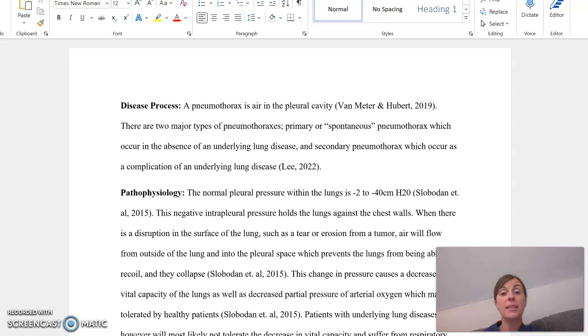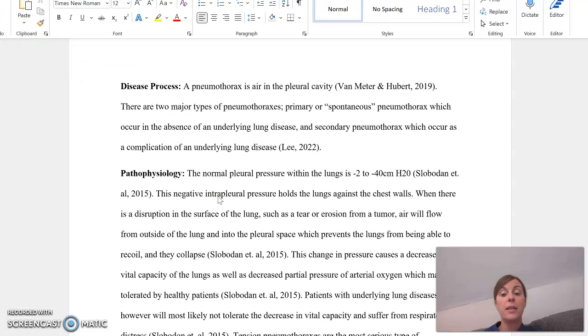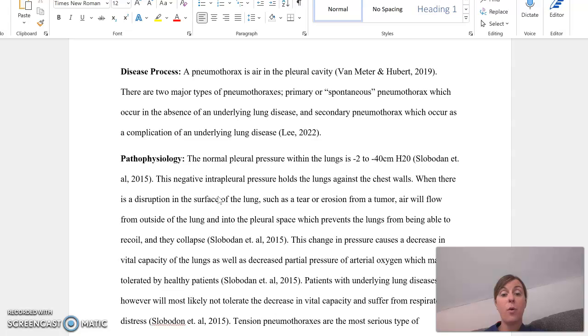A pneumothorax is air in the pleural cavity. There are two major types: primary or spontaneous pneumothorax, which occurs in the absence of an underlying lung disease, and secondary pneumothorax, which occurs as a complication of an underlying lung disease. The normal pleural pressure within the lungs is -2 to -40 centimeters of water.